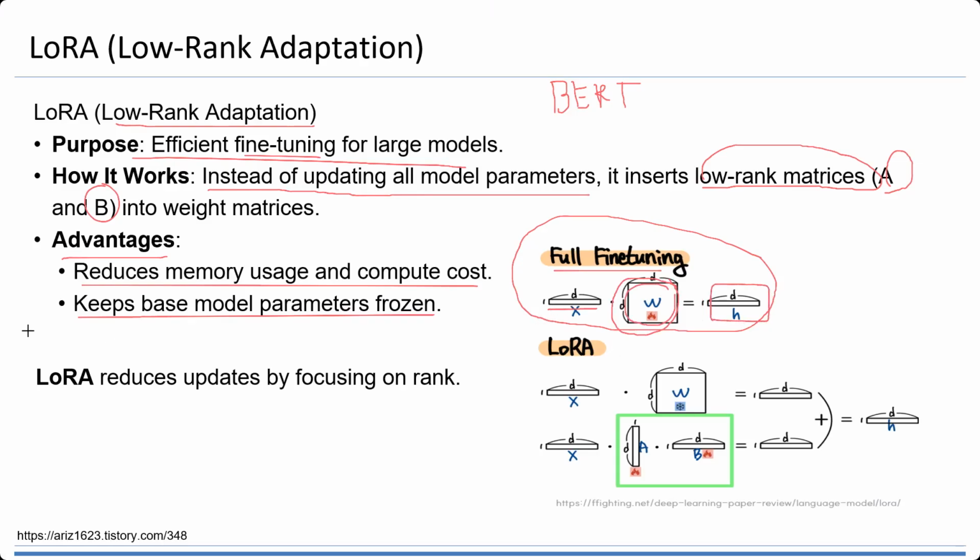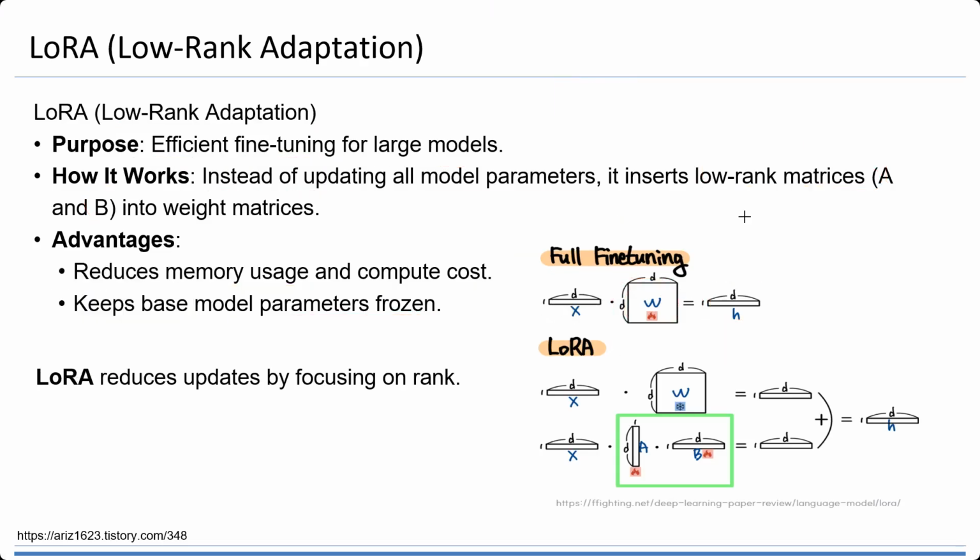So the X is a matrix. Let's say this is F multiplied by D, and then we have the weight, which is D multiplied by D. So we use all the weights in order to produce a new H. So this is the H with the size F multiplied by D.